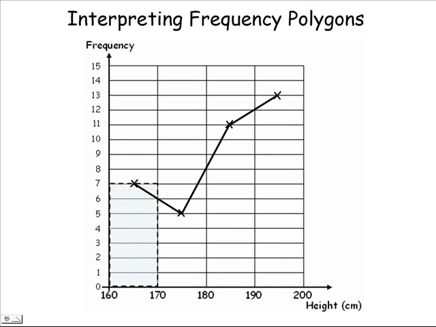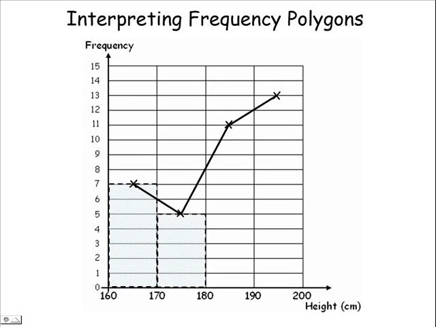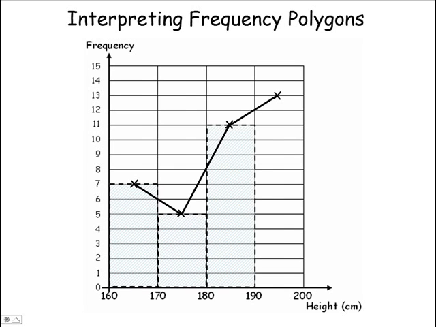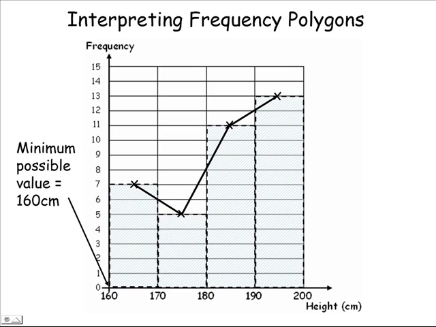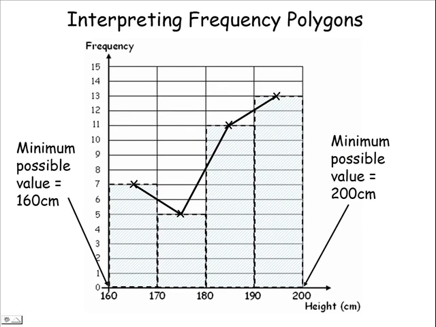a frequency diagram. The first point represents this bar, telling you there are 7 people with heights between 160 and 170 centimetres. The second point tells you there are 5 people with heights between 170 and 180 centimetres, and so on. So the final point here tells you that there are 13 people with heights between 190 and 200 centimetres. So overall, we could have heights between 160 and 200 centimetres. Remember, each bar should be the same width, and each point represents the middle of a bar.